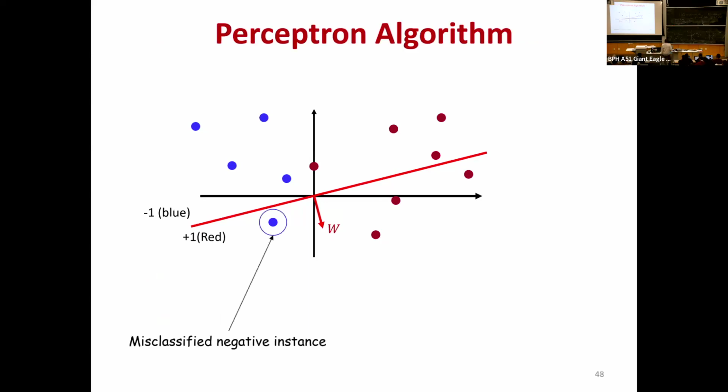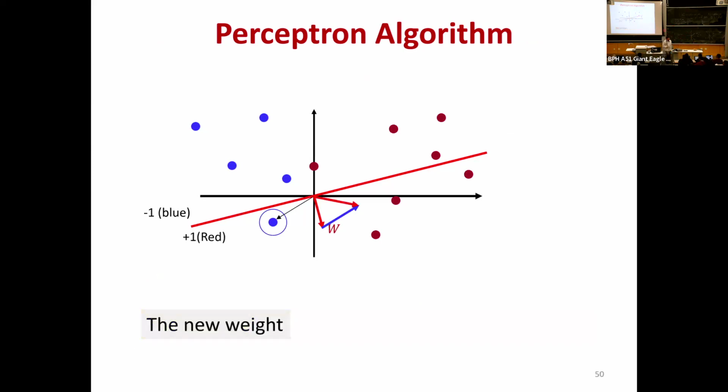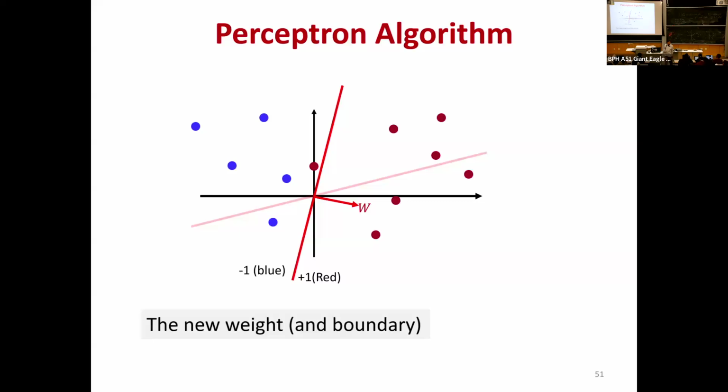And eventually, I'm going to find a misclassified training instance. For this misclassified training instance, what is the optimal weight vector for just this one? It's going to be that way, right? And so I'm just going to add that to the current weight vector, and that gives me a new weight vector and a new decision boundary. Now I check all of my training instances again.